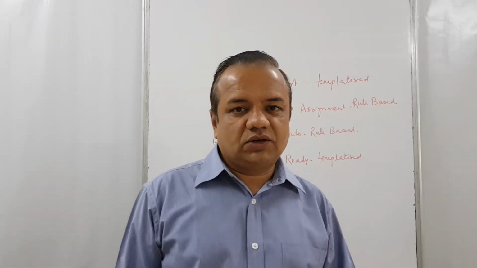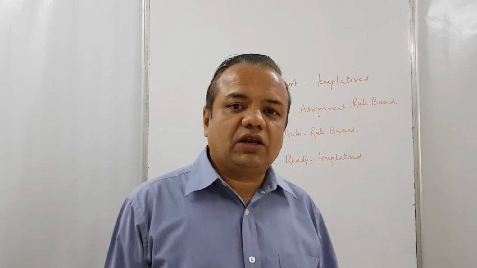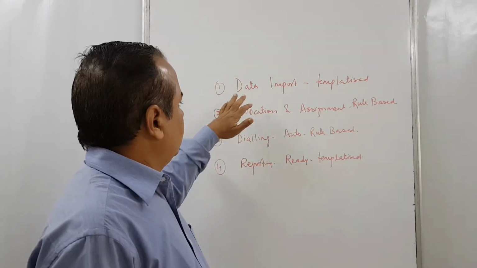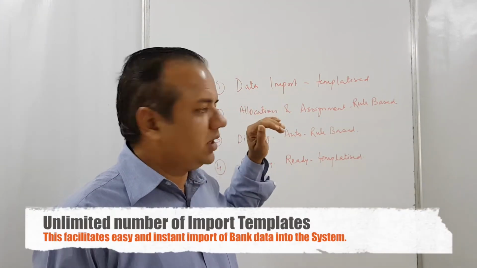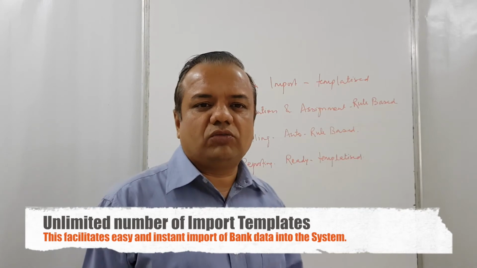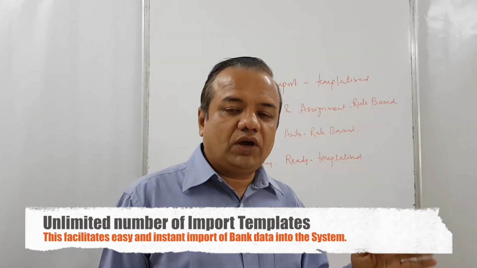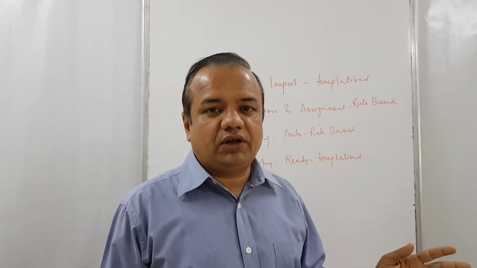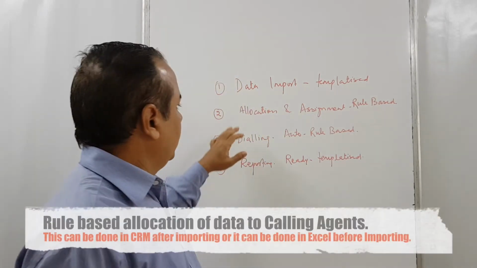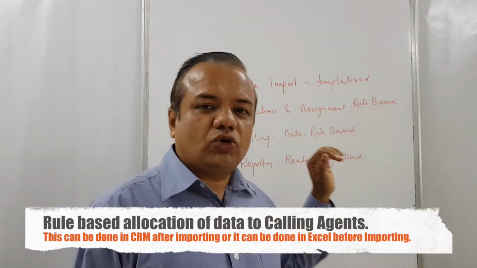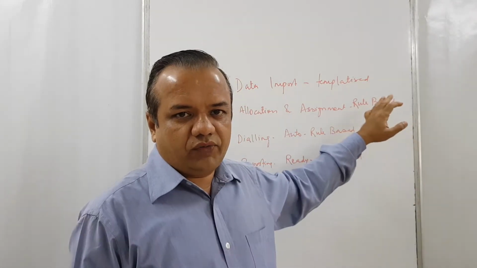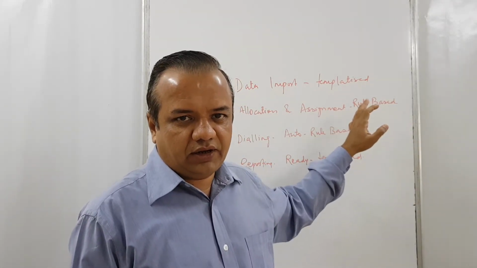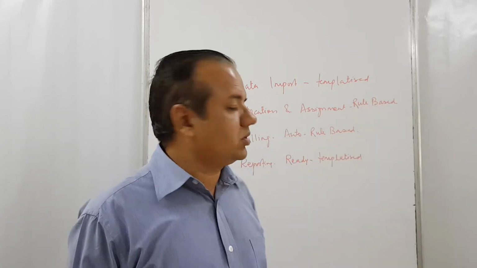Now let's discuss how this is done using CRM, call center and a mobile app. So let's go step by step. Data import. The collection data which is to be imported into CRM is templatized, so it is almost automatic. And if you have different banks, we have different templates for importing the data. Then allocation and assignment is also almost automated using the rule-based concept. So you have different rules for allocating and assigning the data. That also happens almost automatically.